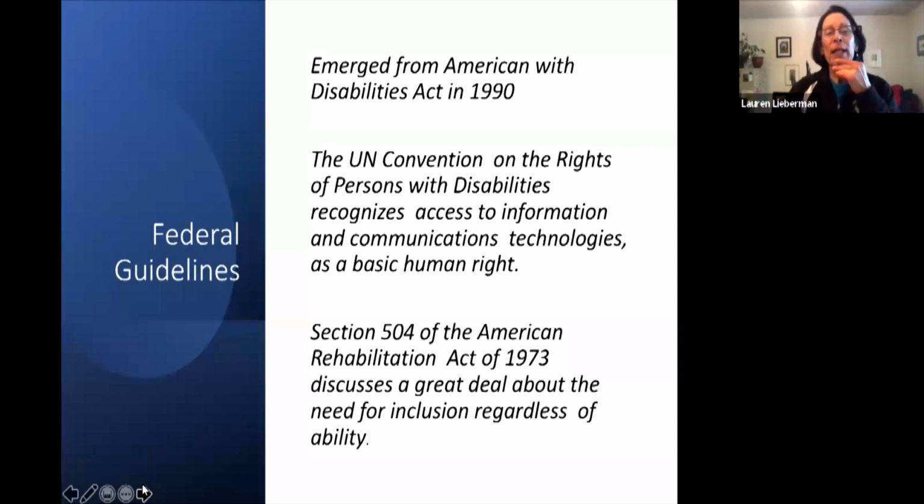UDL emerged from the Americans with Disabilities Act. It started in architecture. The UN Convention on the Rights of Persons with Disabilities recognizes access to information and communication technologies as a basic human right. Section 504 of the American Rehab Act of 1973 discusses a great deal about the need for inclusion regardless of ability. So this has stemmed back even beyond 1990.